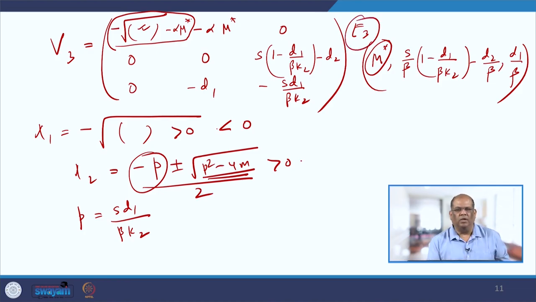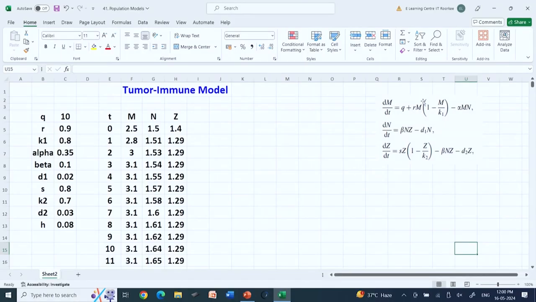So, in this particular model, you have seen that we have 3 equilibrium points and we have separate conditions for each of them such that those equilibrium points are stable. Let us now look into the numerical solution of this particular model using Microsoft Excel. So, we already have the model here. These are the parameter values. I have already calculated these values of m, z, and n. So, let us just plot these values.